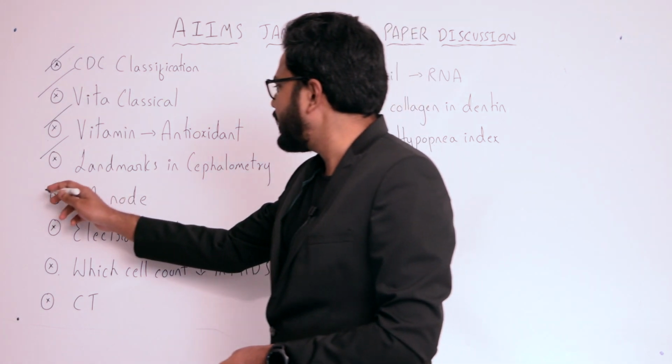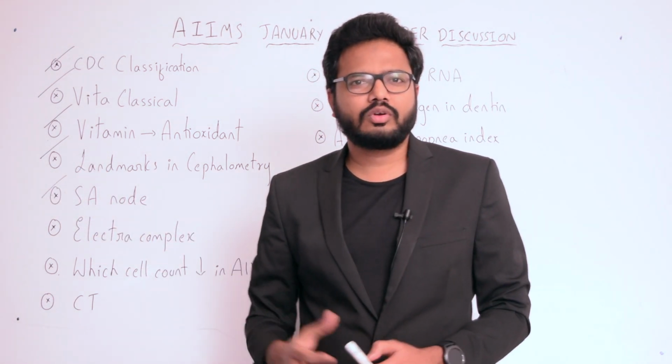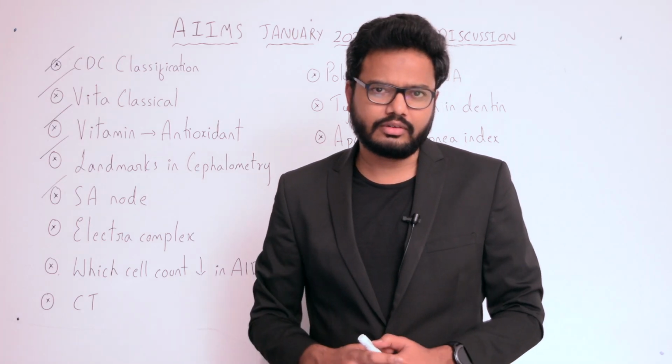Now coming to the SA node, the sinoatrial node, the pacemaker of the heart, located in the right auricle. As you can see, the right side of the heart has two chambers, as you know, the right atrium and right ventricle. The right atrium is a thin-walled, low pressure chamber. It has the pacemaker known as the sinoatrial node that produces cardiac impulses, and also the atrioventricular node, that is the AV node, that conducts the impulses to the ventricles, right?